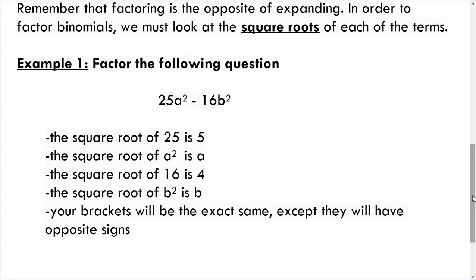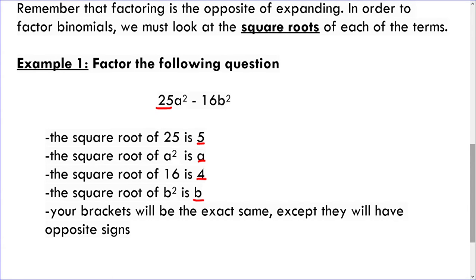Example 1, factor the following: 25a squared minus 16b squared. If we take a look at all of the terms here, the square root of 25 is 5, the square root of a squared is a, the square root of 16 is 4, and the square root of b squared is b. So your brackets will be the exact same.